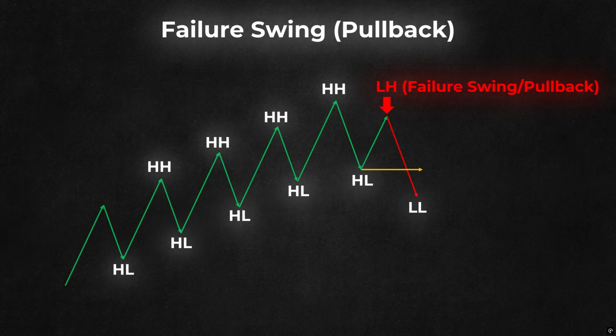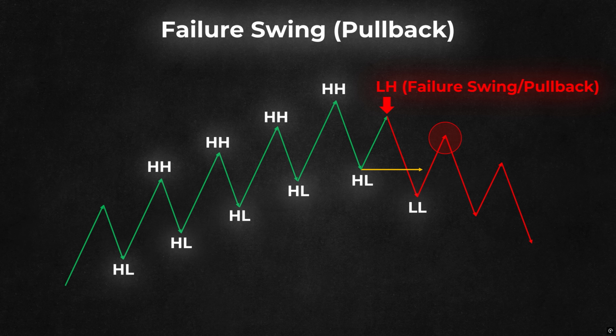The way to trade a failure swing or pullback is not to sell the breakout, but to wait for price to come back to the supply zone near the failure swing. That will provide a much more precise entry and a logical place to put a stop loss order.